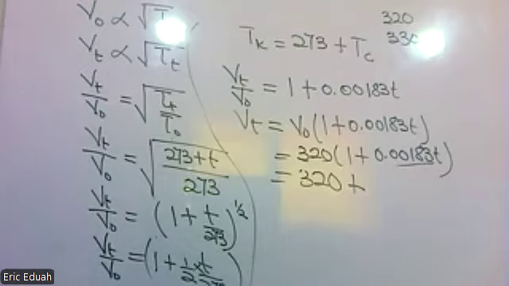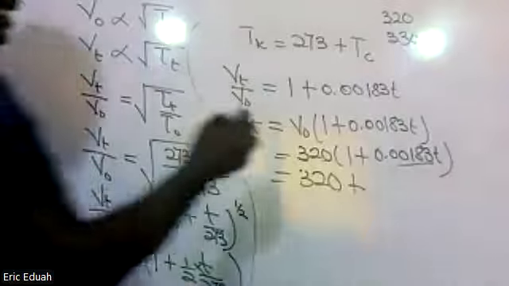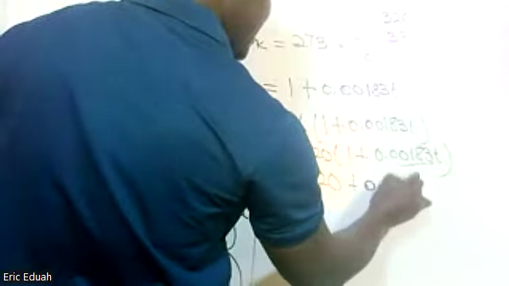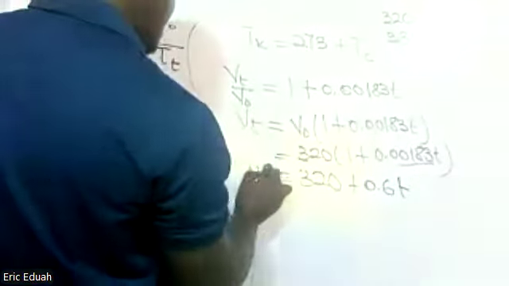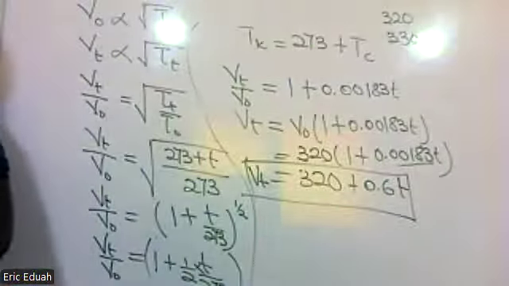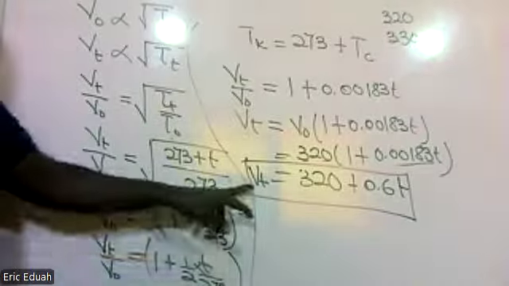You get 0.5856, so approximately 0.6T. This is the equation connecting temperature to velocity of sound in air.